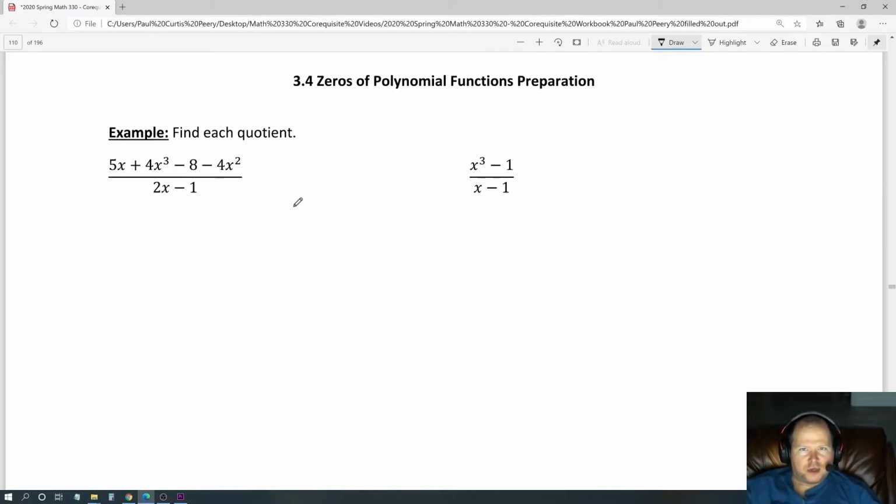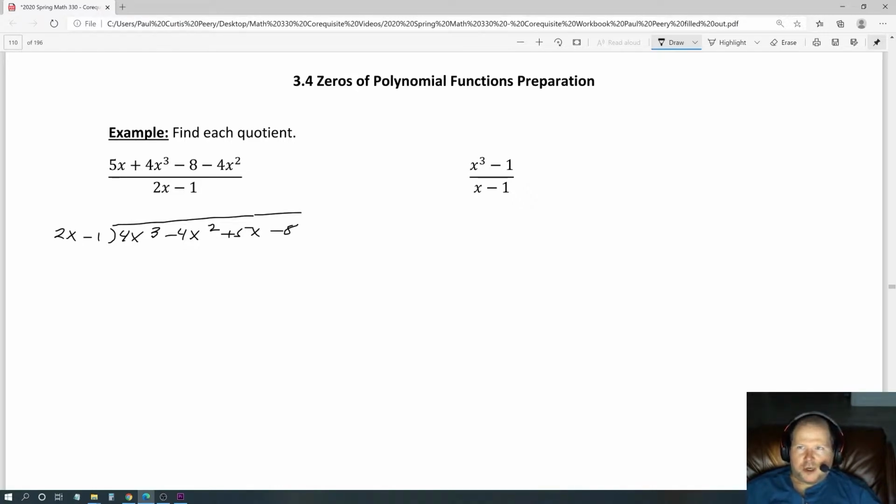3.4 Zeros of polynomial functions preparation. Find each quotient. First we're going to do this by long division of polynomials. Let me first rewrite this as long division. Whenever you rewrite it, make sure you write it in descending order. So we're going to write 4x cubed minus 4x squared plus 5x minus 8.